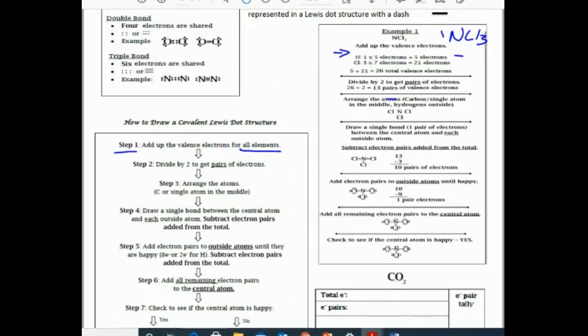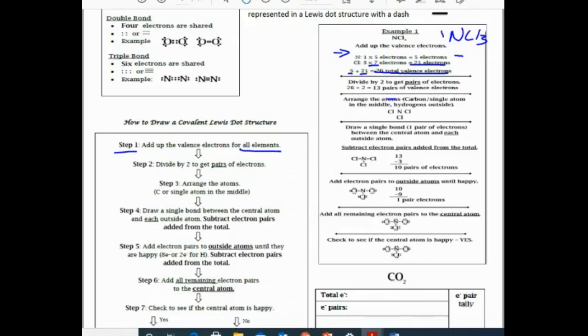Then I have 3 chlorines. Every chlorine has 7. All of them have 7 valence electrons and there's 3 of them. So 3 times 7 is 21. Now when I add those up, 5 from the nitrogen, 21 from the 3 chlorines, I get 26 total valence electrons. All of those valence electrons have to be accounted for in your Lewis dot diagram because they have 26 valence electrons when they make this bond.